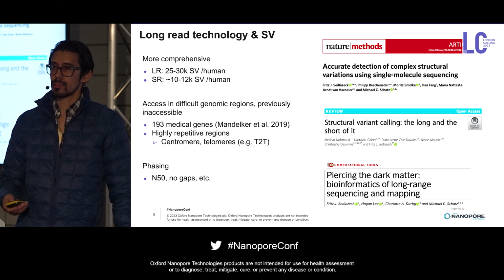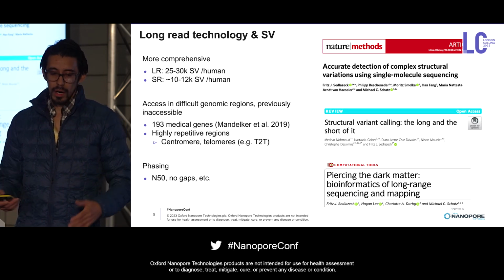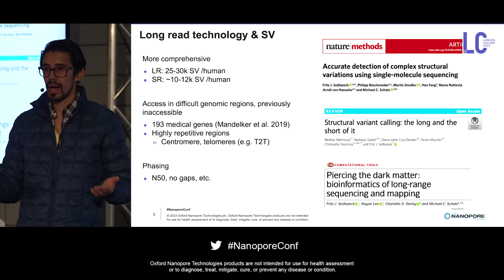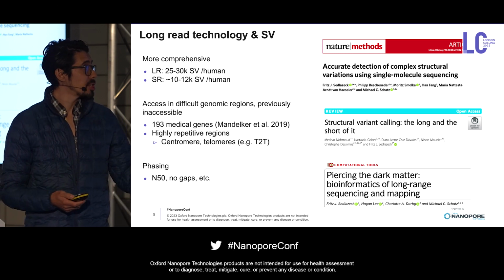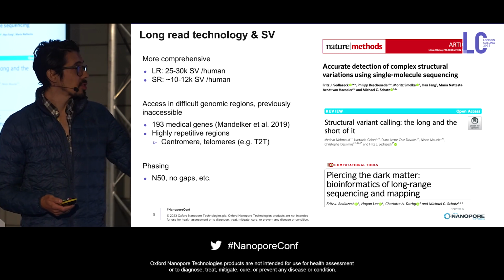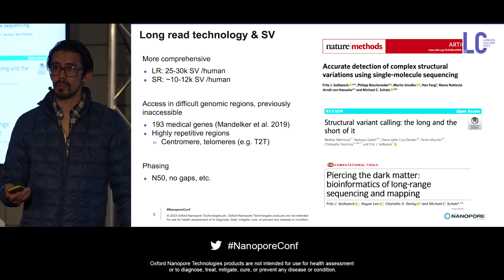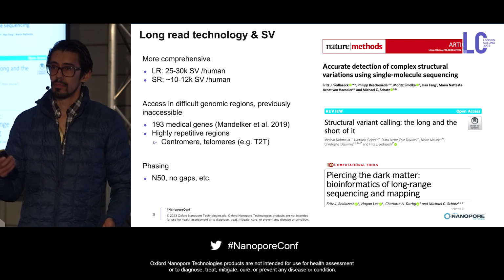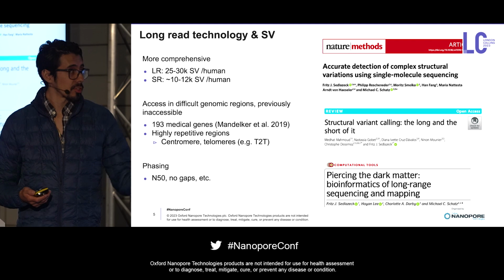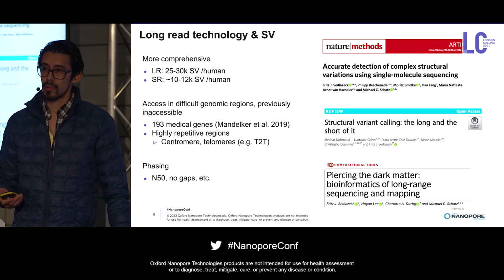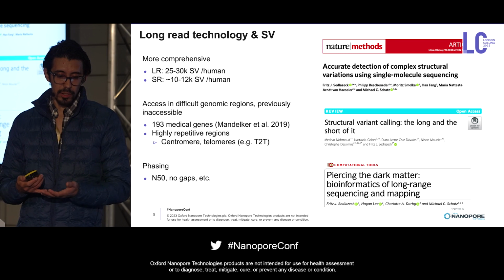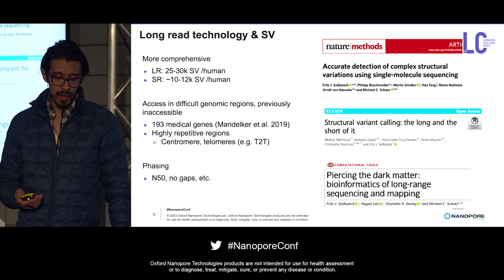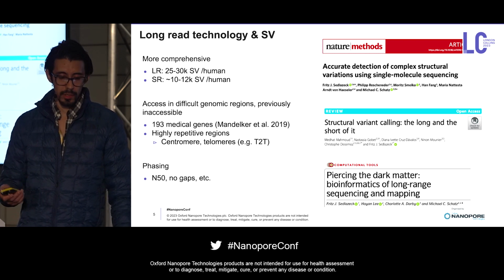When we use long-read technology, we have a more comprehensive way to study structural variants. First, we have not only a higher number of them. Talking about human genomes, with long-read technology we detect almost double the number of structural variants. But not only that, we can also access regions that are difficult for short-read technologies. One such case is these 193 medically relevant challenging genes that contain highly repetitive sequences that are hard to assess with short-read technology. And with long reads, we can also assess centromeric and telomeric regions.